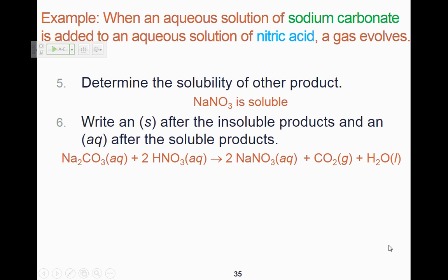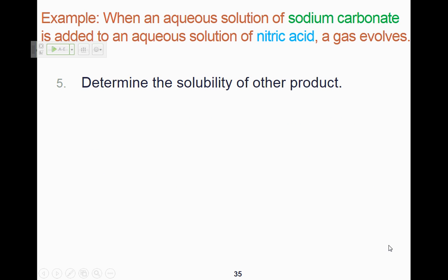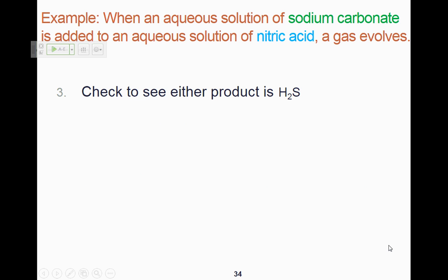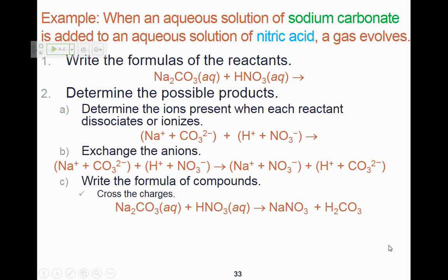So our final reaction, our full reaction, will not have this. This will automatically decompose. So as soon as you see that, you're writing CO2 and H2O. CO2 is a gas, H2O is a liquid. Now you do still have to use your solubility rules to check for the salt, to see if it's soluble or not.